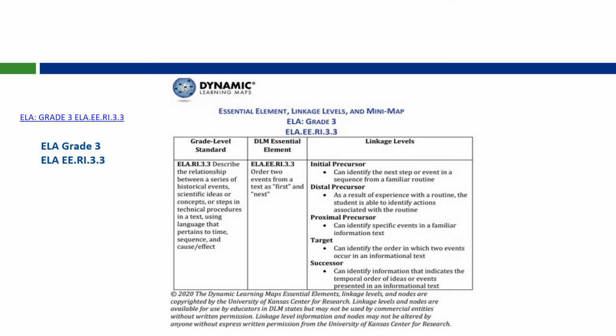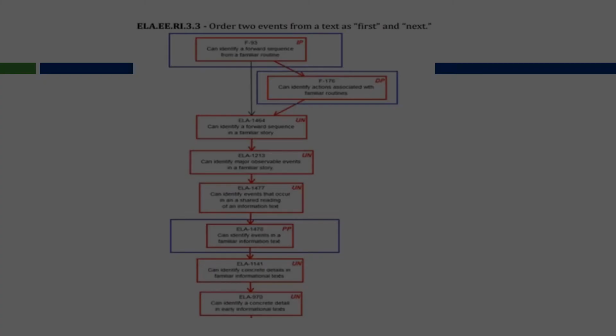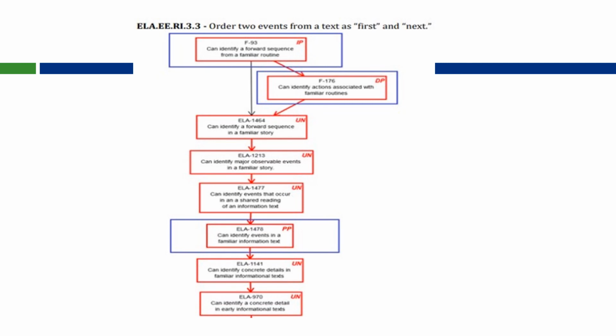Here is an ELA example for 3rd grade. This illustrates the Missouri Learning Standards to the essential element as well as the linkage levels. This mini-map for ELA illustrates the initial precursor to the target as well as the proximal precursor to the target. This is an example of a mini-map that demonstrates how the various nodes of learning are related.